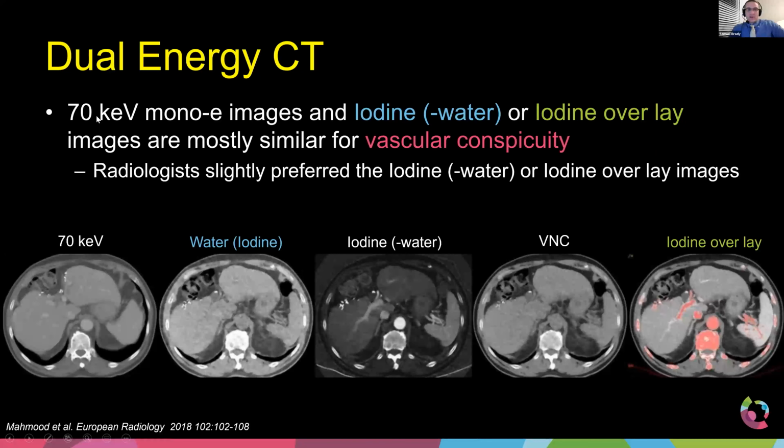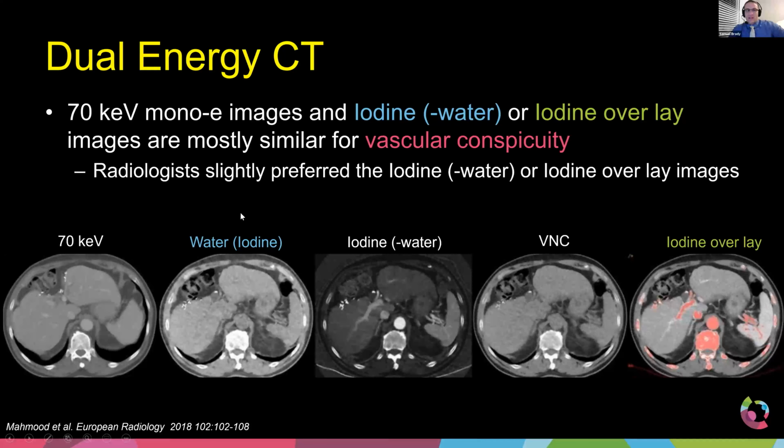All right, so when we consider the monoenergetic images, if you look at the 70 kV mono E, remember that's the most similar to a true, quote unquote, 120 kV image. In that same publication with Mahmoud, the radiologists looked at them and were asked to consider the vascularity. How conspicuous is it? Was it sharp? Was it well defined, etc.?